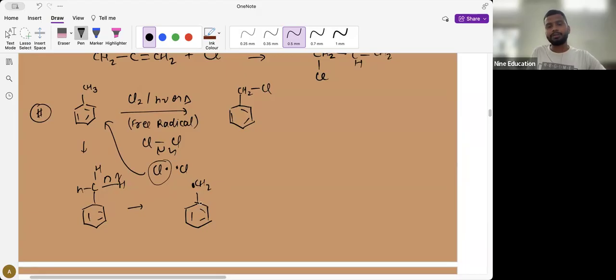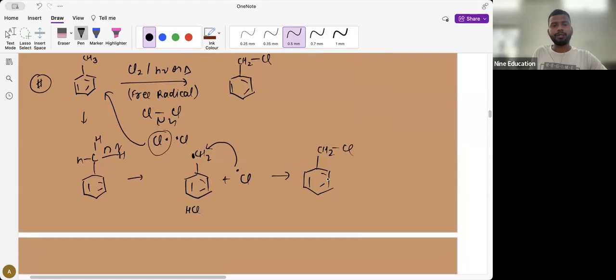We have learned this in resonance. We have also made the resonating structure of this benzene. Right? So this radical will be made and HCl will be made from the first Cl. Now again a Cl radical will come and combine here. So CH2Cl will be made on the above carbon, right?